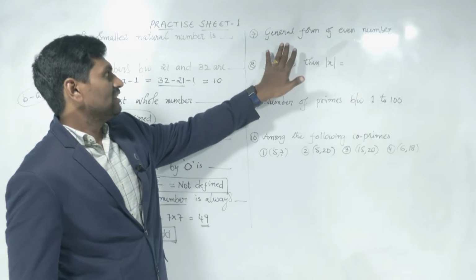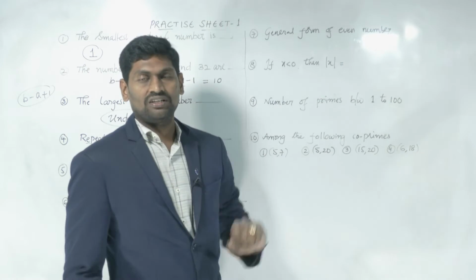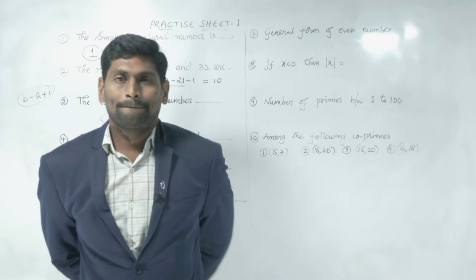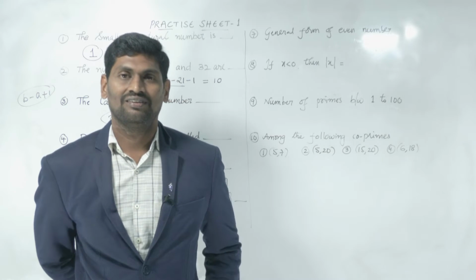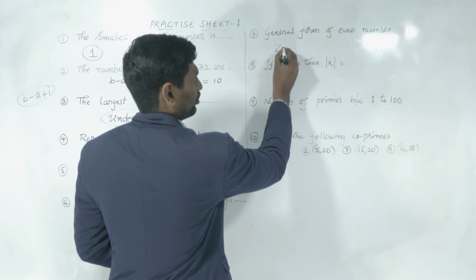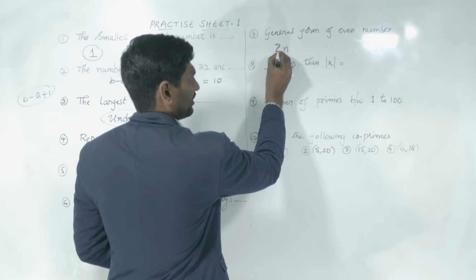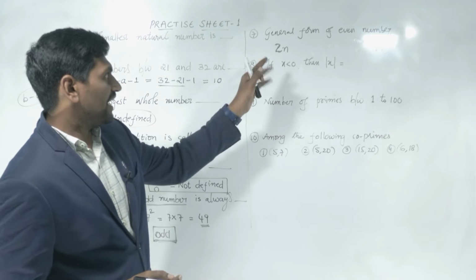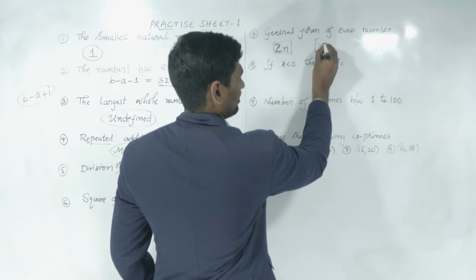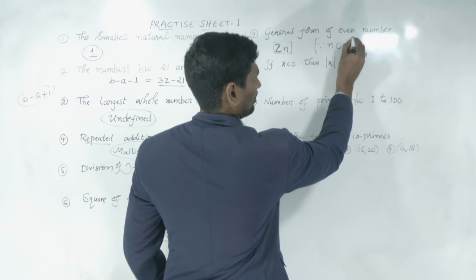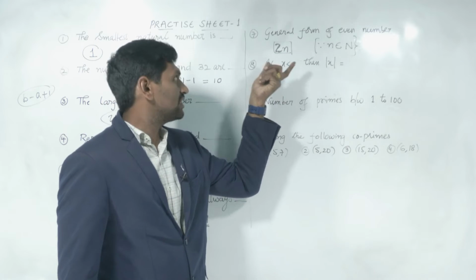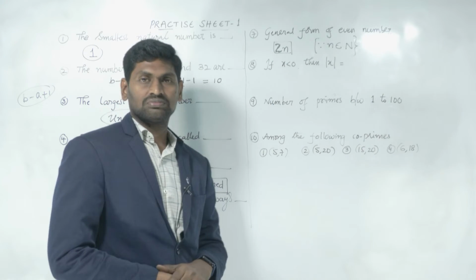See here, children, the general form of an even number. We discussed the general form of an even number. Guess, any one of you? What is that? Very good. So the general form of an even number is 2n, or 2x or 2y, whatever, where n belongs to the set of natural numbers. Every even number is in the form of 2n, multiples of 2.